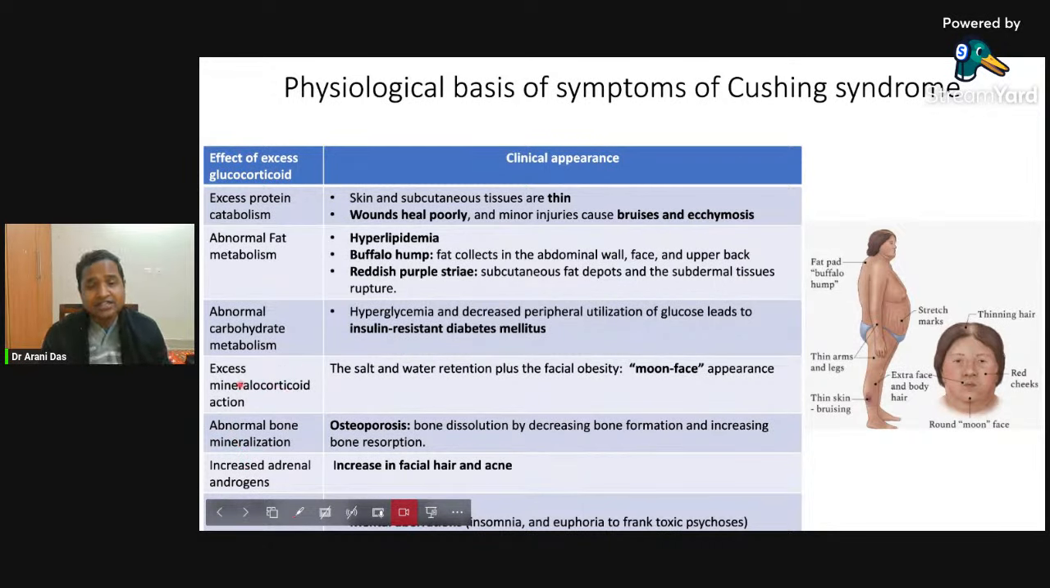Abnormal mineralocorticoid action: because of ACTH-dependent Cushing syndrome, ACTH will increase the action of mineralocorticoid and androgen as well. Excess mineralocorticoid action leads to salt and water retention, which produces the characteristic moon face appearance and red cheeks. Abnormal bone mineralization leads to osteoporosis because of excessive bone dissolution. So bone homeostasis will be changed, and increased adrenal androgen increases facial hair and acne. It also produces mental disorders, which may range from insomnia to psychosis. So these are the clinical features, or the physiological basis of symptoms, in Cushing syndrome.